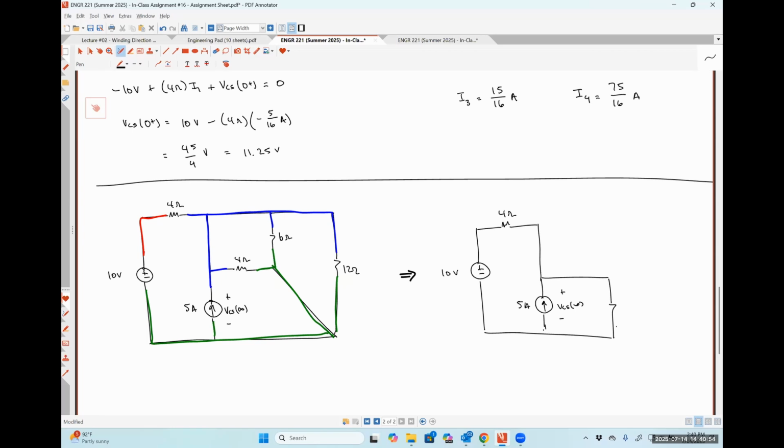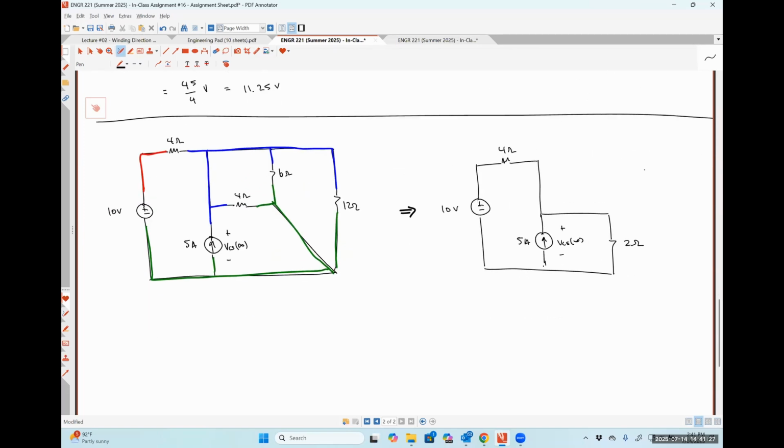So let's see, that would be 1/4 plus 1/6 plus 1/12 looks like 2 ohms. If we were so inclined, we could do superposition here, but that's probably unnecessary. I think we can get it done just using KCL at this node right here.